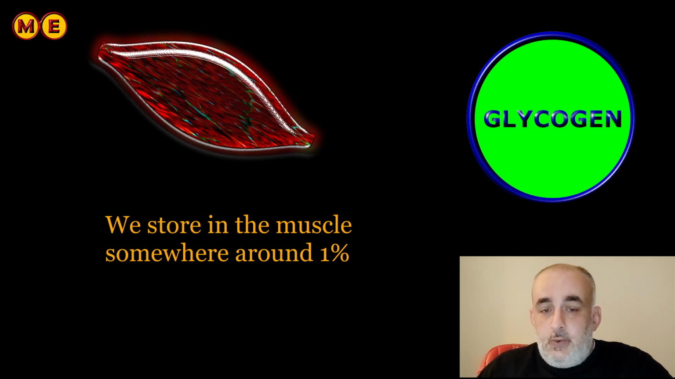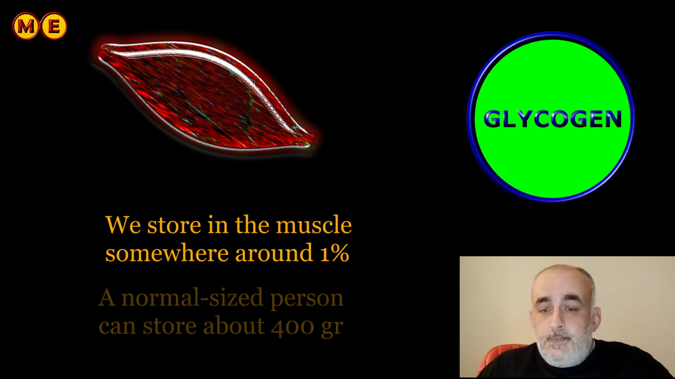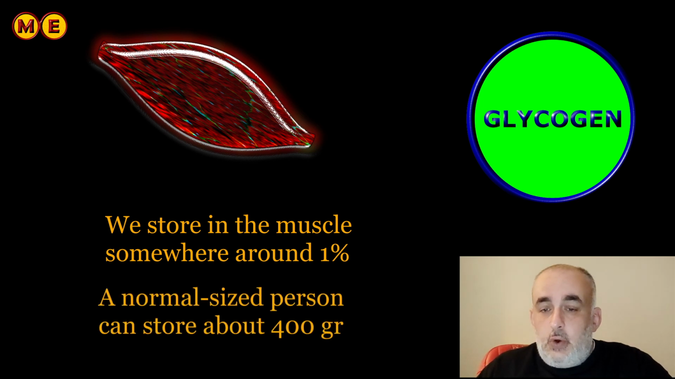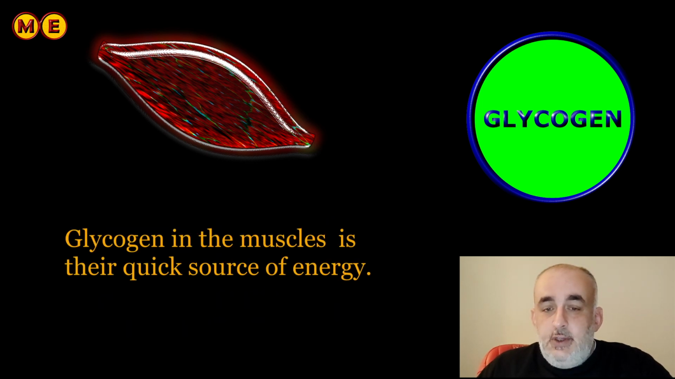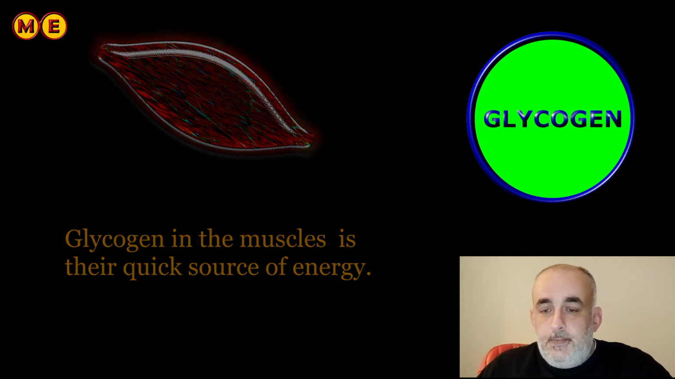The percentage of glycogen we can store in the muscles is lower, somewhere around 1%. But because our muscles have much larger mass than our liver, a normal-sized person can store about 400 grams of glycogen there. Of course, the more muscles we have, the more glycogen we're going to store. Our muscle cells use this glycogen only for their own needs. They don't share it with other cells, because this is their quick source of energy. We use it when we have to put in more physical effort.